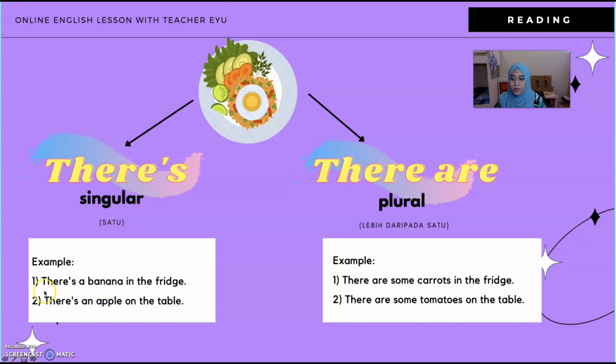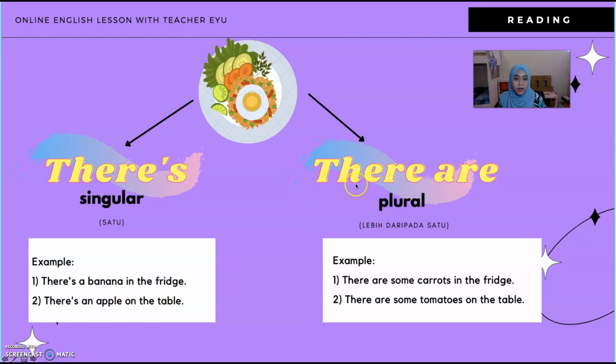So kita guna there's. Okay, example number 2. There's an apple on the table. Okay, you see here the words are an apple. Okay, when you see the word an, it means one, indicates one. Okay, bila awak jumpa an bermaksud satu. So kat sini dia tulis an apple, maksudnya satu apple. So kita guna there's. Alright, so there's an apple on the table. Okay. Alright, now let's go to there are.